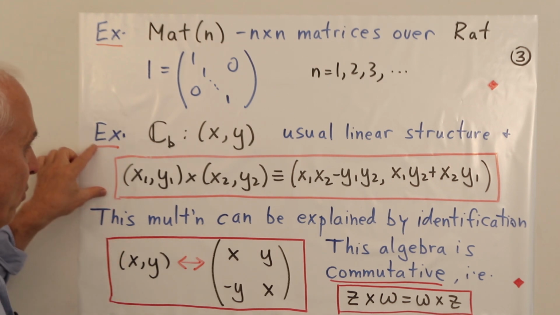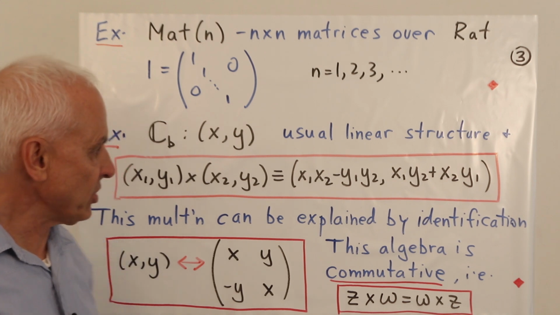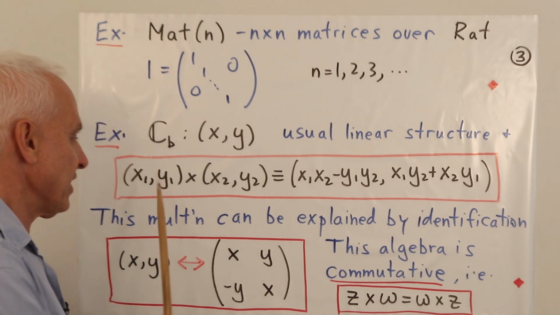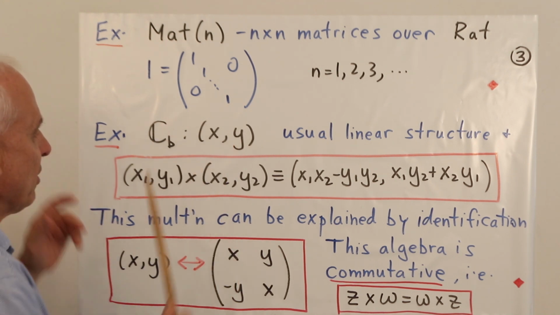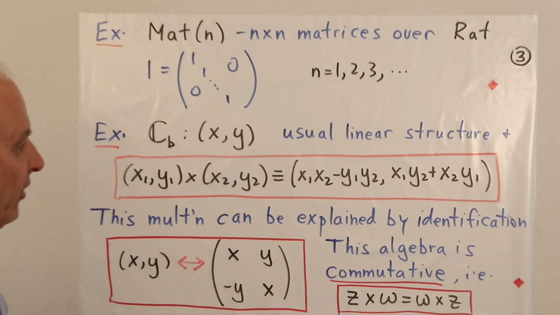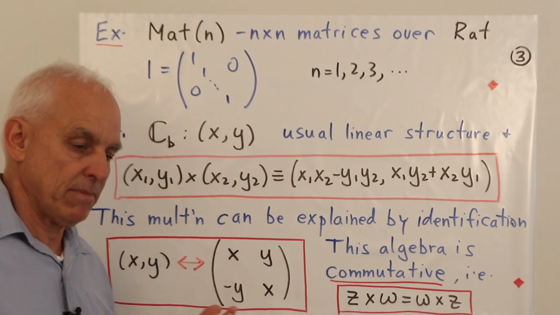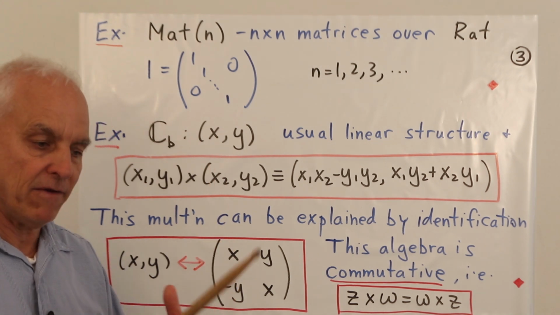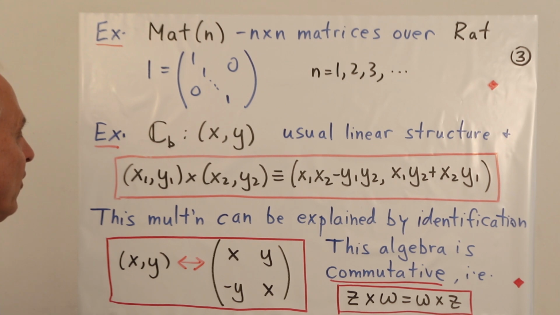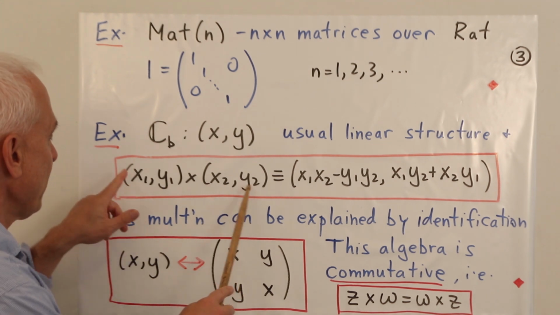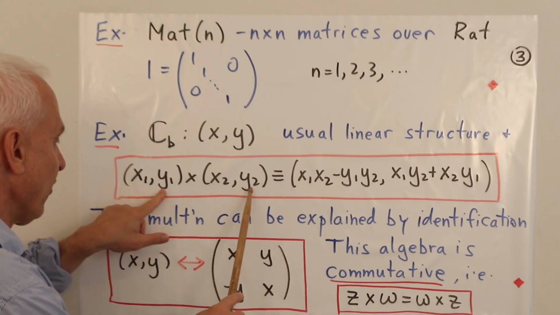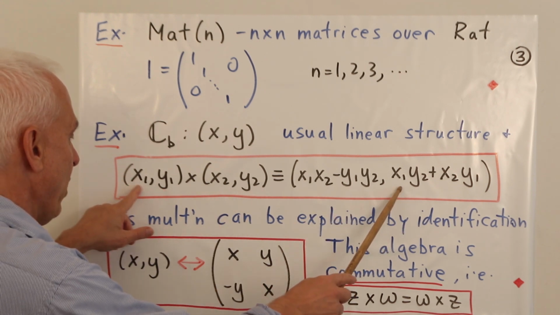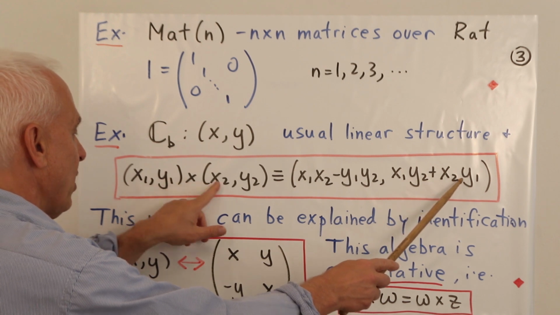Now, some other ones that are also pretty familiar here are the complex numbers, which I'm going to call C sub B, B standing for blue. Okay, so one way of defining the blue complex numbers, or the familiar ones, is as vectors x, y, with the usual additive structure of row vectors. And then here is the multiplication. x1, y1 times x2, y2 equals x1 x2 minus y1 y2, and x1 y2 plus x2 y1.